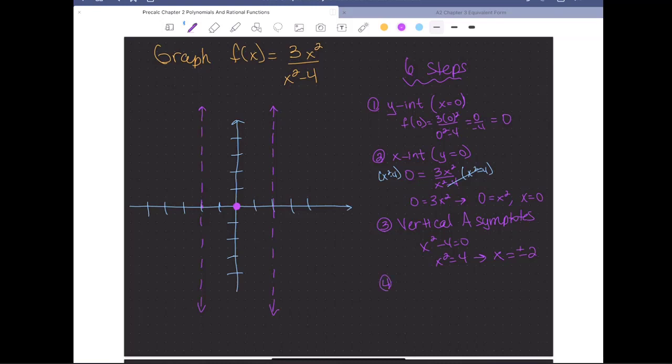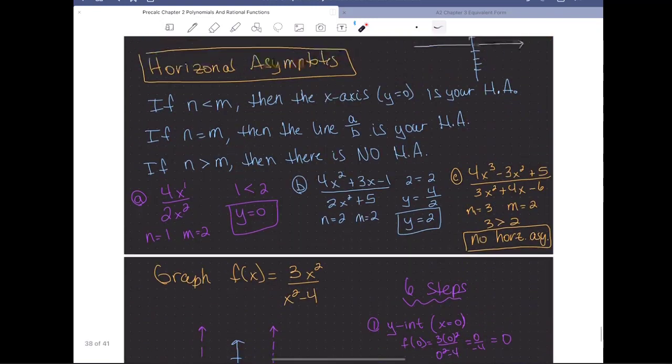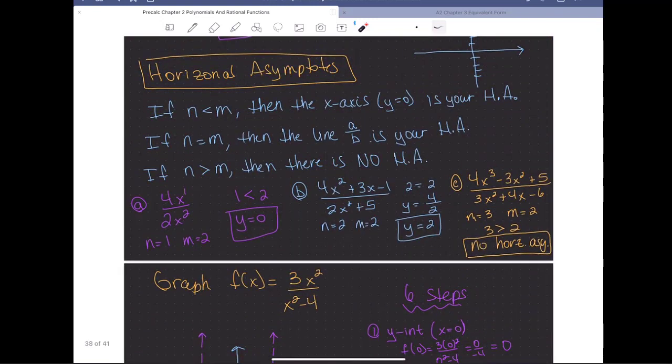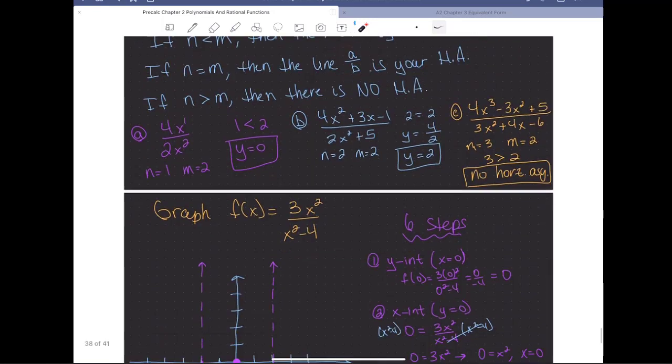Fourth thing I'm going to do is look for my horizontal asymptotes, which is what we just did today, right? So I'm going to look at my degrees. When I look at my degrees, they are the same. And when my degrees are the same, that would be this one, the second one. When they're the same, I know that my line is going to be A over B.